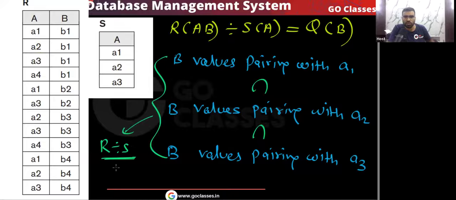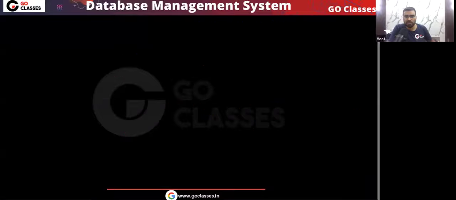Okay, yes or no? That is my desired answer. The desired answer is B1, B4. You can check, B1, B4 are pairing with every S value. Okay, understood? So is this implementation clear?